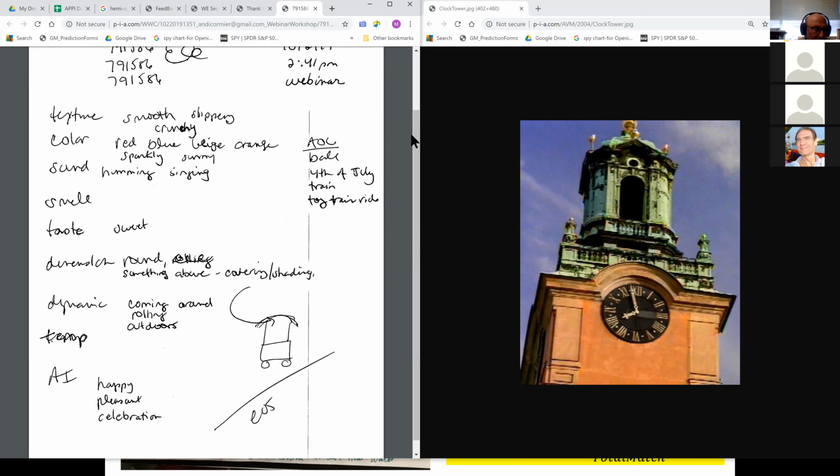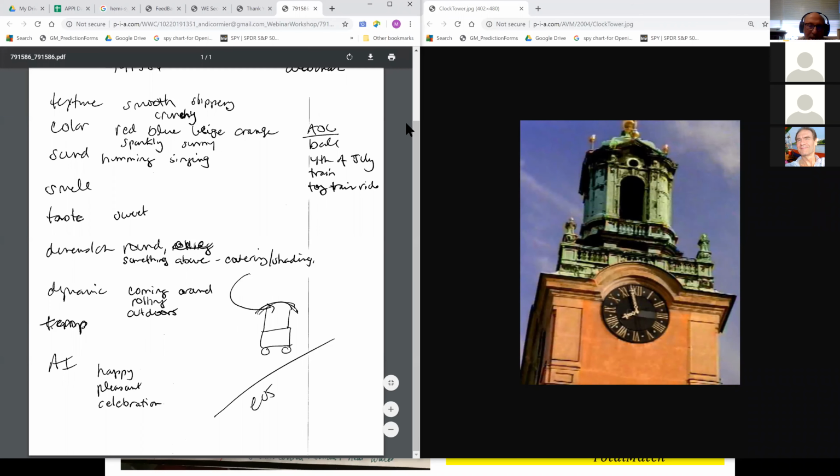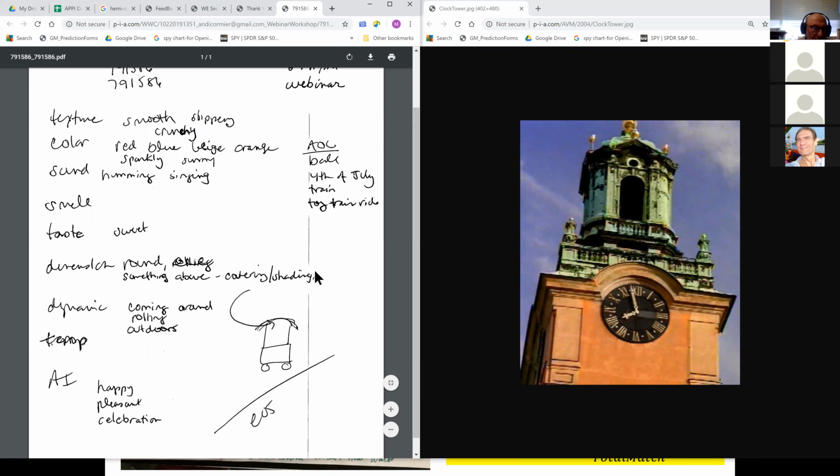And then I felt like there was something on top overhead. And I drew that little, it looked like a little train thing down there. But it really looked a lot like that thing sitting on top of that clock tower. Oh, and you said something above covering shading. Is that what you're saying? I thought there was something above something else over it. Okay. So that kind of led me more towards that.